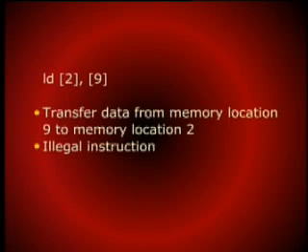The symbols with square brackets 2 and 9 represent memory locations. If we want to have this transfer to be done, 2 steps would be required, and the instruction would read as load R1, [9] and store R1, [2]. Thus, it is not possible to transfer from one memory location to another without involving the CPU.